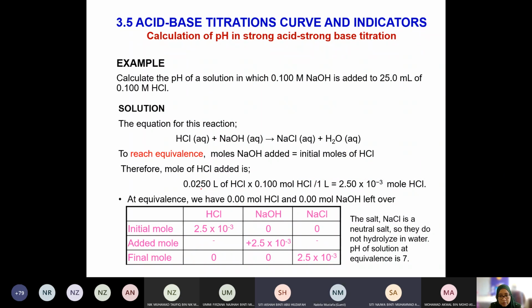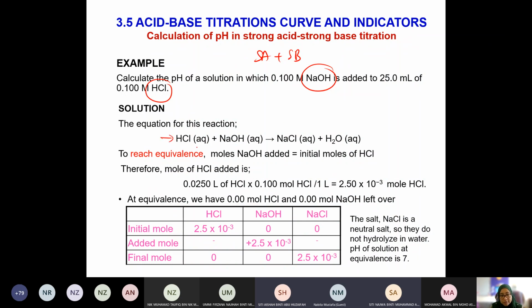The pH of the solution. Macam nak cari pH at equivalent point kan? Okay, calculate the pH of a solution in which 0.1 molar sodium hydroxide is added to 25 ml of 0.1 molar HCl. Okay, alright, so first you have to identify, okay, this is reaction between sodium hydroxide and HCl, strong acid versus strong base. Okay, so bear in mind prediction kita, the pH at equivalent point should be 7.